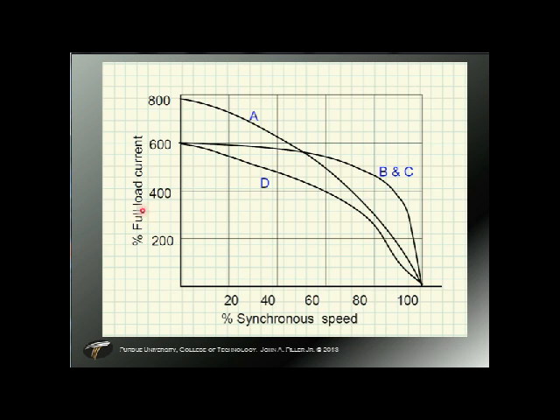This is a percent of full load current versus percent of synchronous speed. Starting currents here for B, C, and D, 600% of full load. A is 800% of full load. We start to slope off here as we get up to synchronous speed.